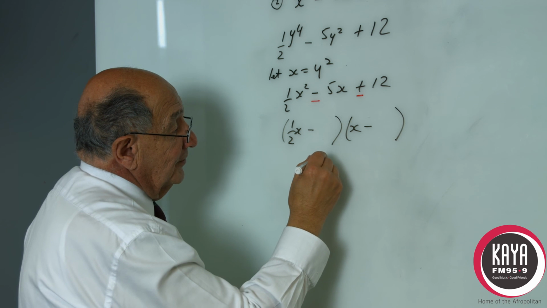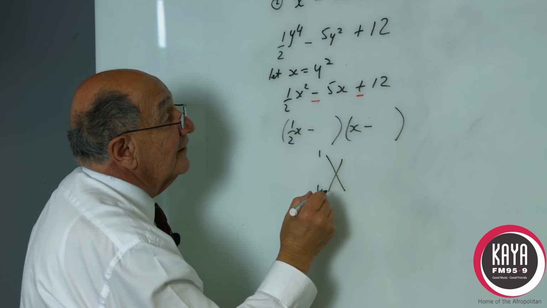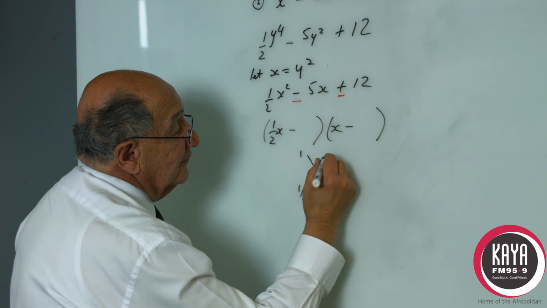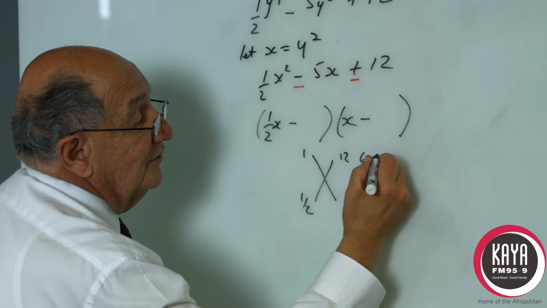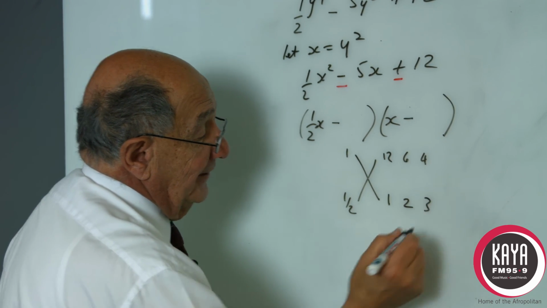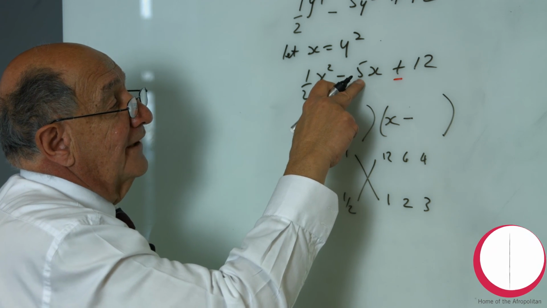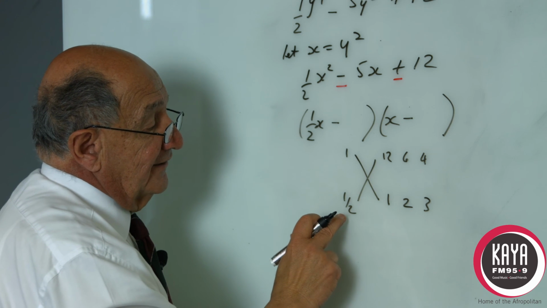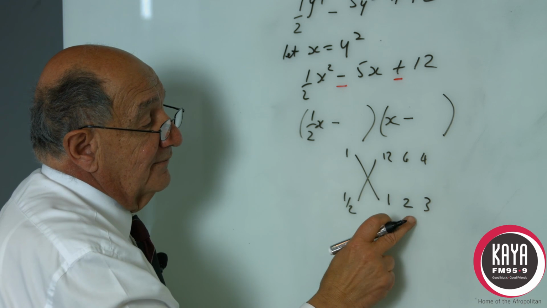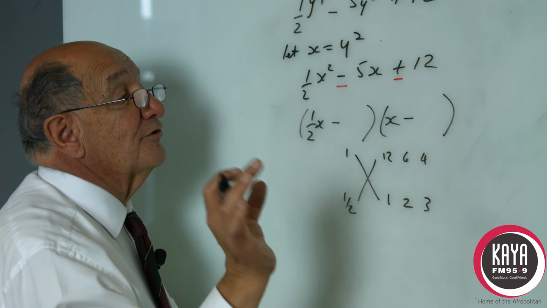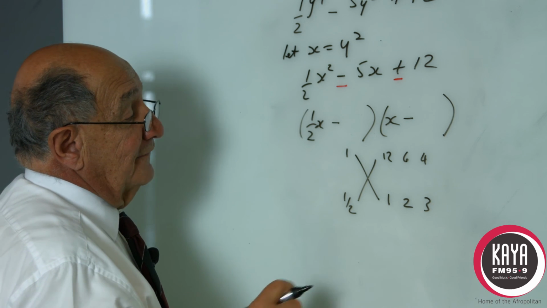Now we do our cross multiplication, so we have 1 times a half. It's 12 again, so we have 12 and 1, we have 6 and 2, and we have 4 and 3. We want to end up with a 5 as the coefficient of x. So a half times 6 will give you 3, and 1 times 2 will give you 2. And 2 plus 3 will give us the answer of 5x.